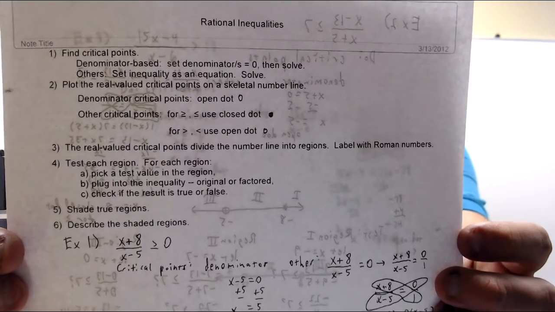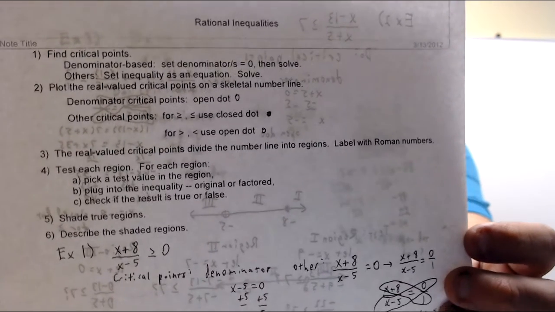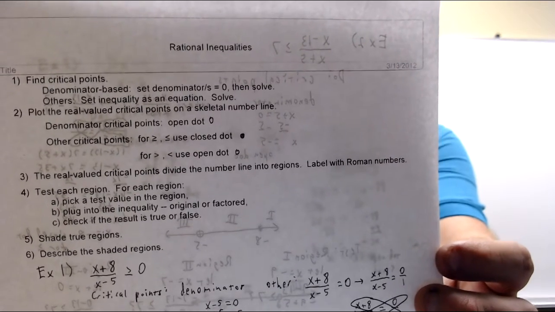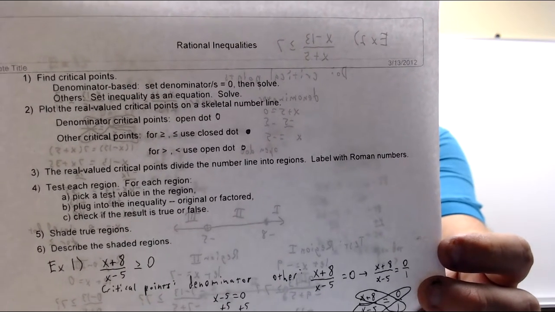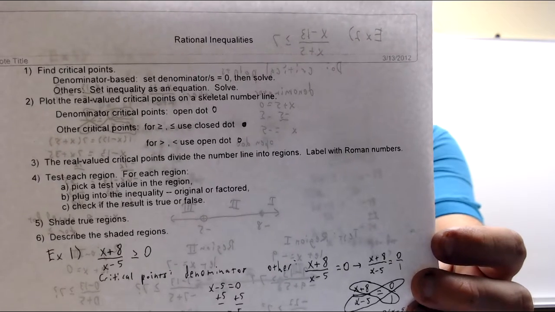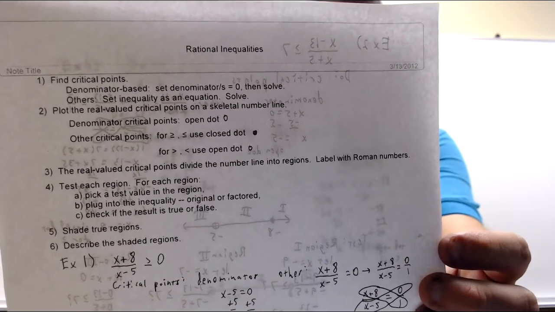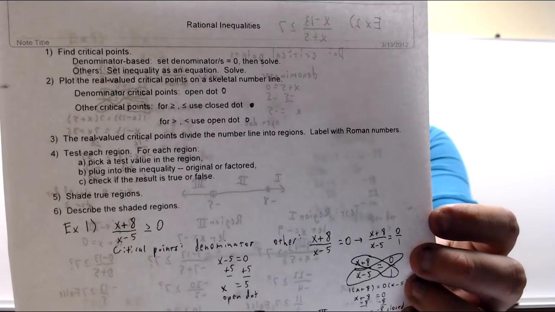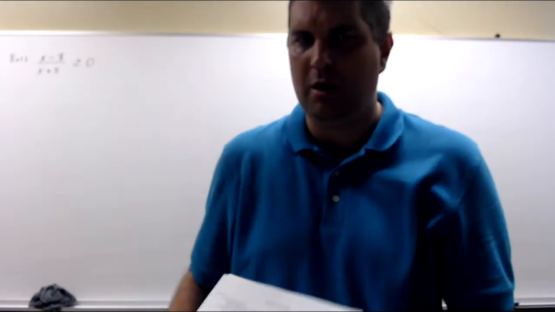We'll test each region. Pick a test value in the region, not a boundary, not a critical point. A point that has a value that's in the region. Plug it in. Check to see if the result is true or false. Shade the true regions and describe the shaded regions. Okay?